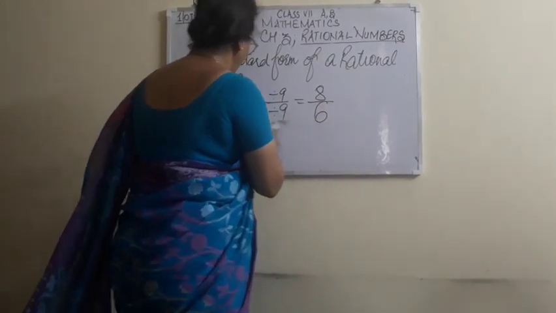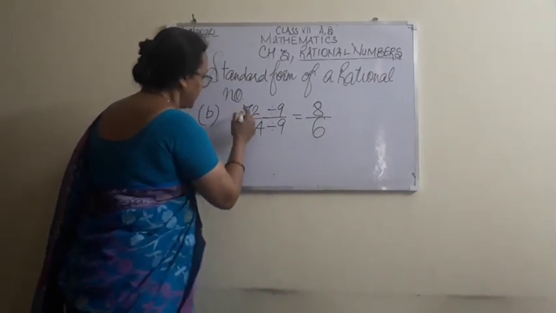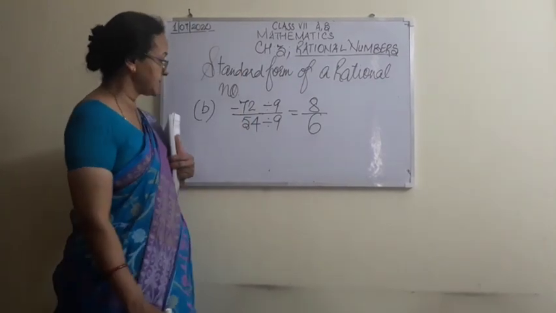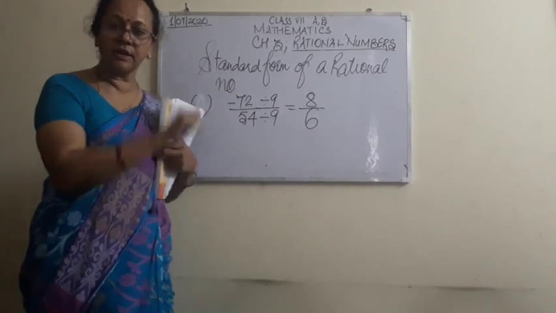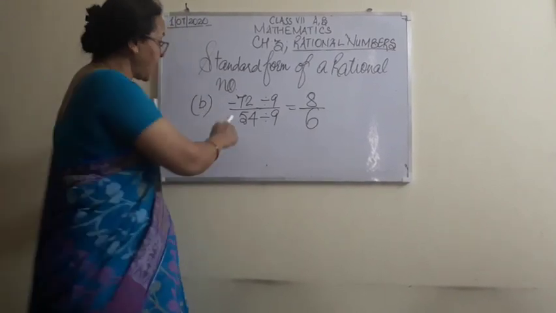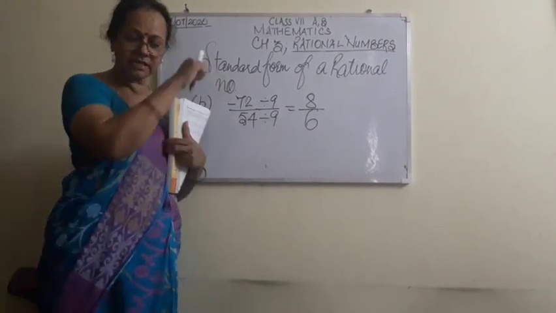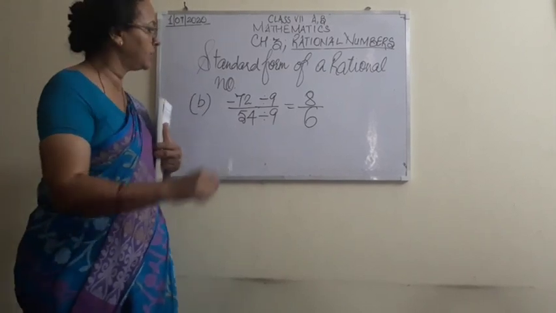But before that, I want to make it positive. This is minus. Is it clear? Because I have told you that the denominator should never be negative. That's why we can shift the sign easily. There is no particular rule.